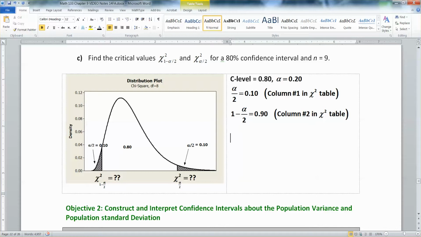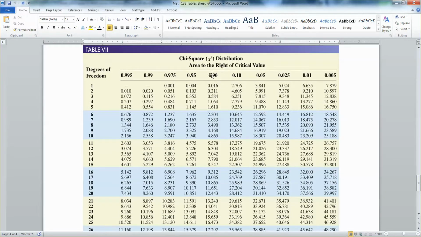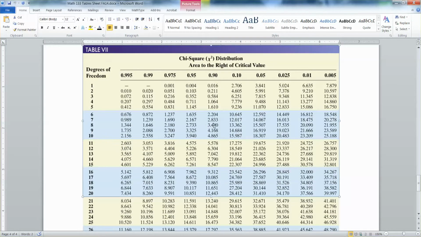All right, then we know that n is equal to 9, which means our degrees of freedom is equal to 8. So that's the row in the table. Okay. All right, so we're going to find these 2 values. Let me pull up the table. I need to go to the 0.10 column and the 0.90 column, and I want row number 8. So my numbers are 3.490, there's row number 8 in the 0.90, and 13.362.